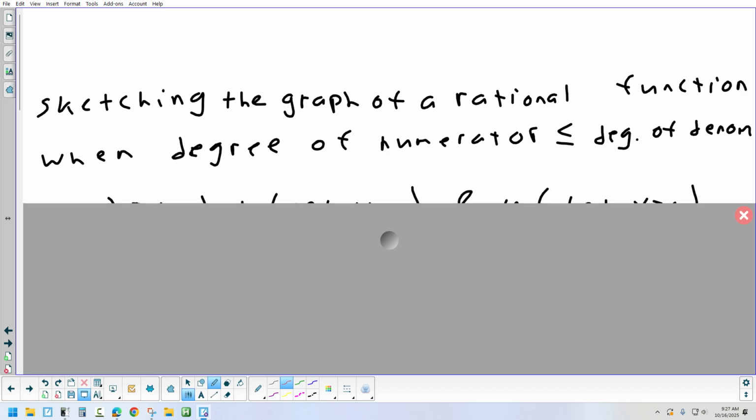Okay, so we're going to look at sketching graphs where the degree of the numerator is exactly what I just said. It's less than or equal to the denominator. We're not going to do when the degree in the top is bigger today.